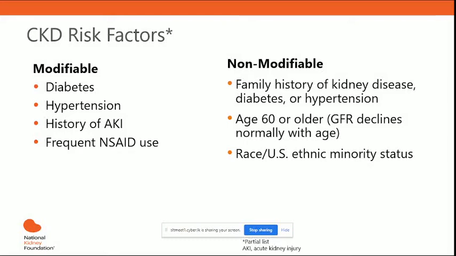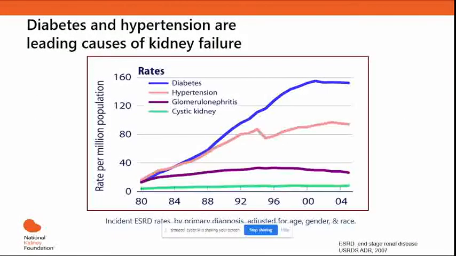And these are modifiable. So if you look at the risk factors for CKD, there are modifiable risk factors and non-modifiable risk factors. Diabetes, hypertension, AKI. So AKI is one factor that leads to chronic kidney disease. And the frequent use of non-steroidal anti-inflammatory drugs. So these are modifiable risk factors. And family history of diabetes, hypertension, and kidney disease, old age, and certain race groups. These are non-modifiable risk factors for chronic kidney disease.